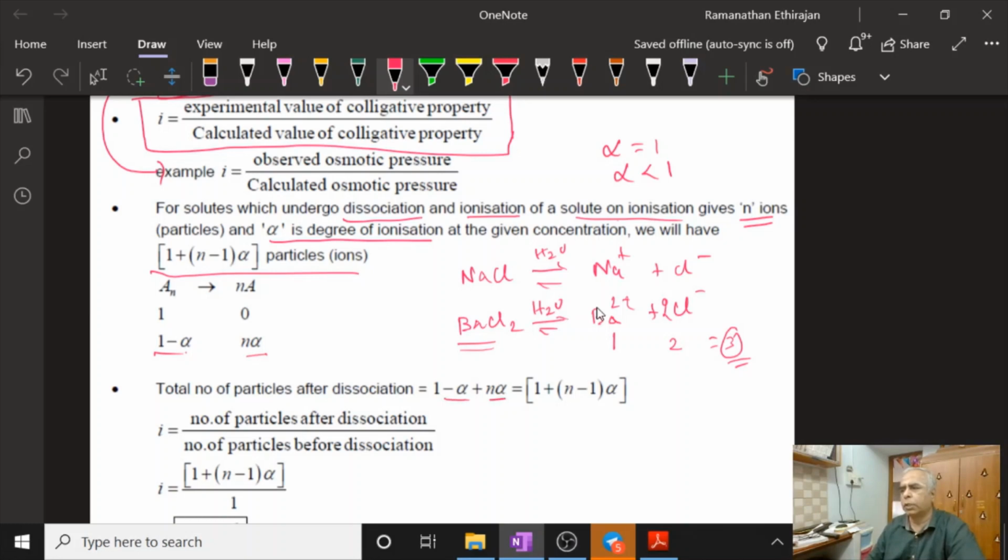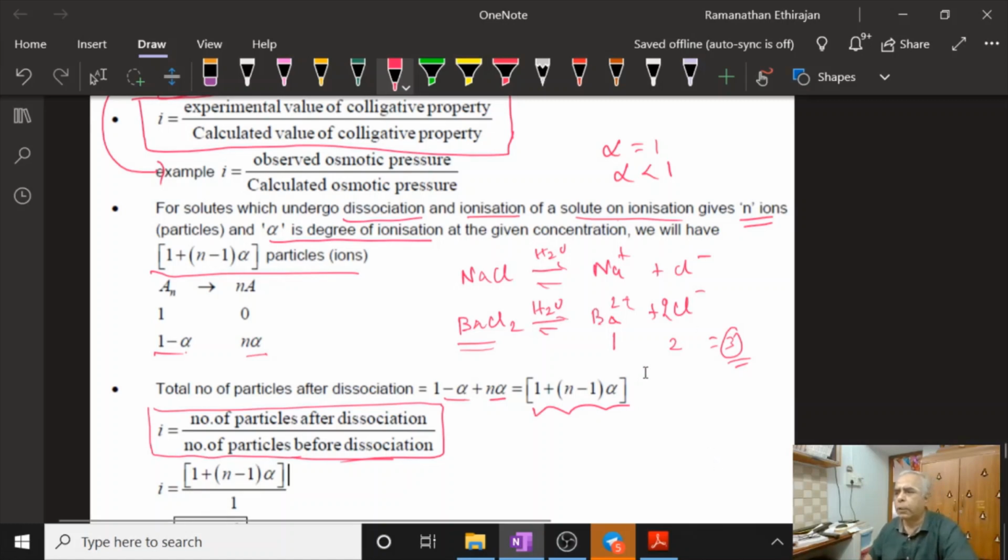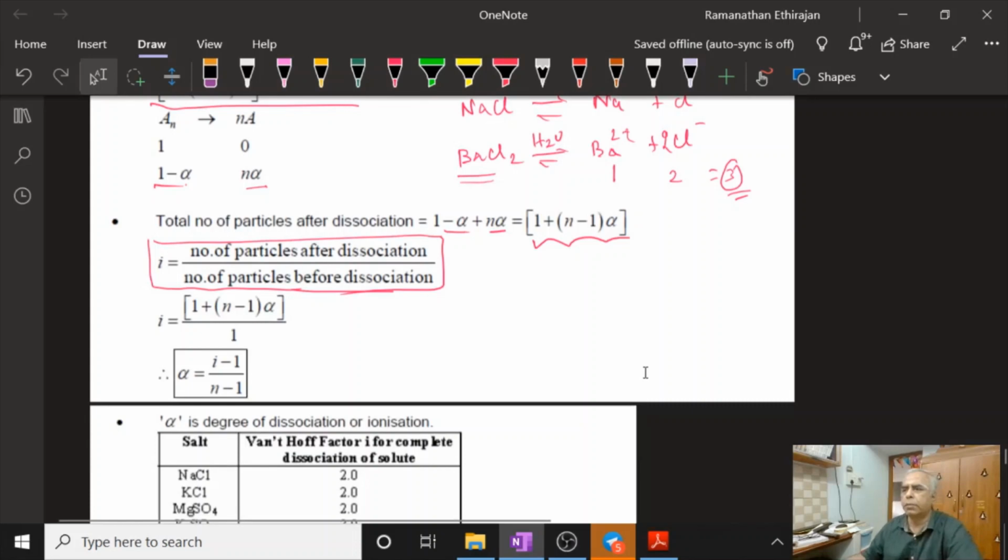So 1 minus alpha plus n alpha, and that is why we get 1 plus n minus 1 into alpha. Are you able to follow? So i is equal to the number of particles after dissociation divided by number of particles before dissociation. In the case of dissociation, we have to highlight this. Number of particles after dissociation, we know already, is 1 plus n minus 1 into alpha. Previously it was only 1, and that is why we had taken i as 1 plus n minus 1 into alpha.